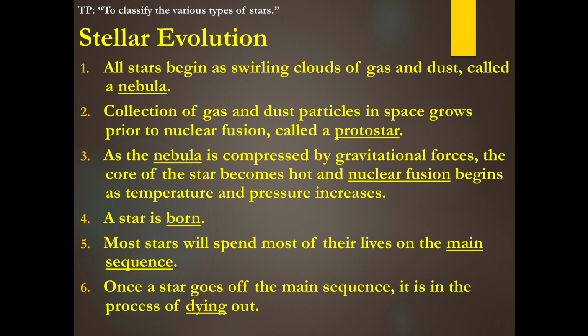And 4, a star is born. Once nuclear fusion begins, a star is being made. Once heat and radiation are given off, that star is born. Number 5, most stars will spend most of their lives on the main sequence. It's that long strip on page 15. And 6, once a star goes off the main sequence, it is in the process of dying out, whether it's going to be recycled as a supernova, or it slowly dies into a white dwarf and into a black dwarf.